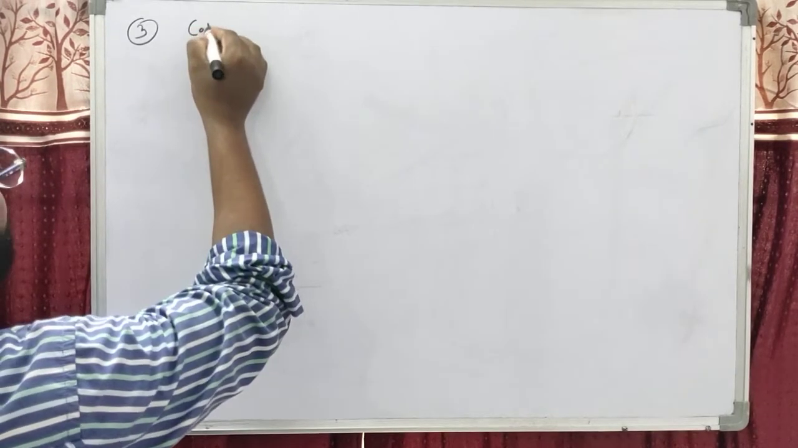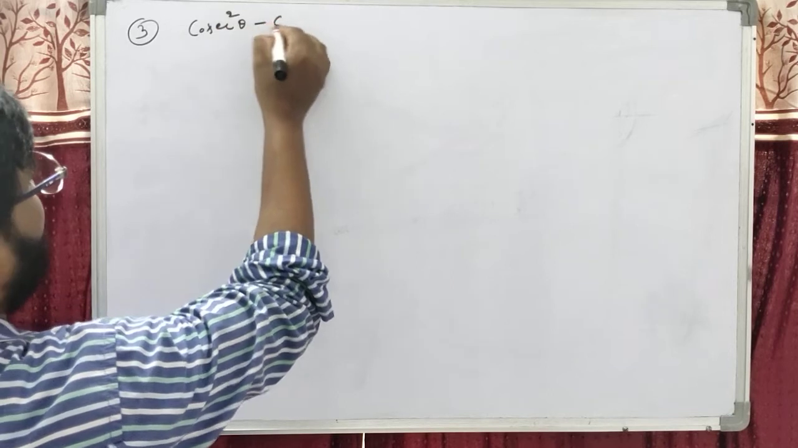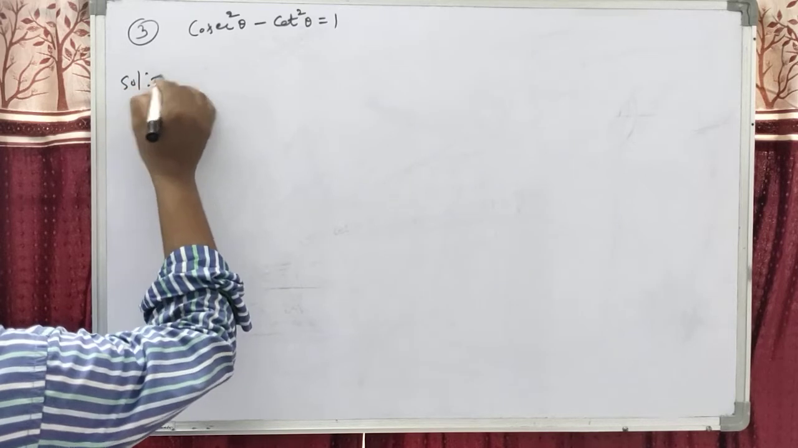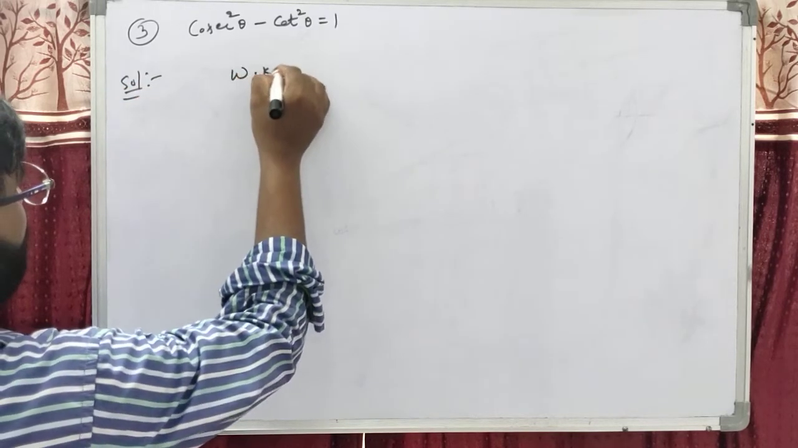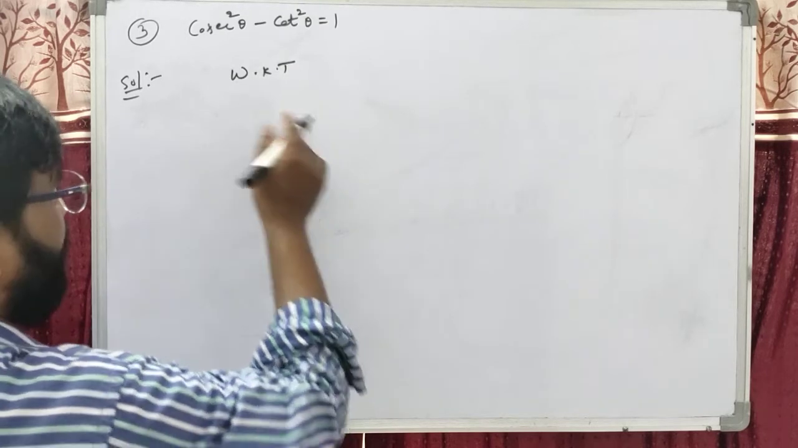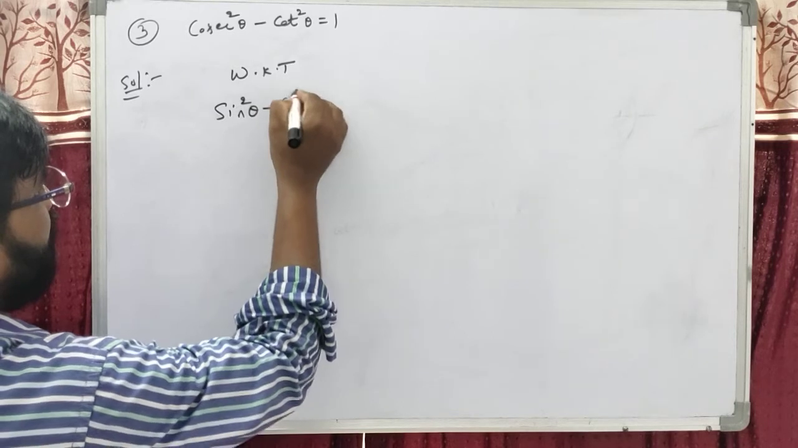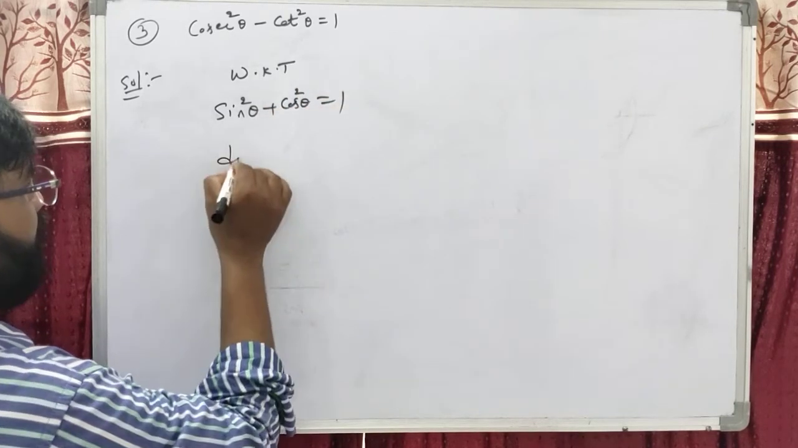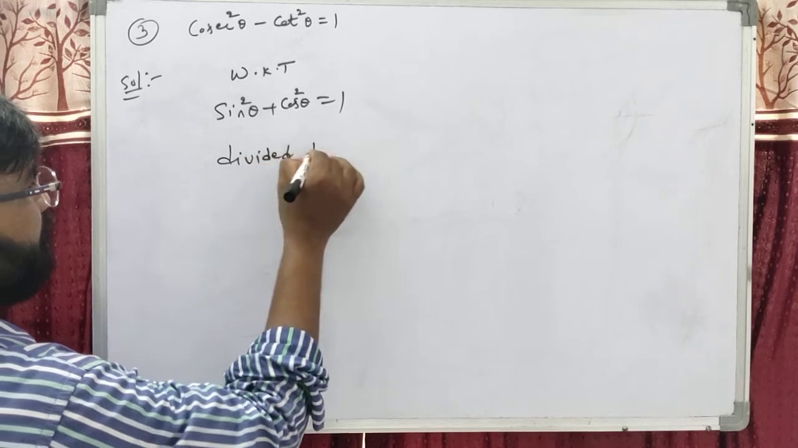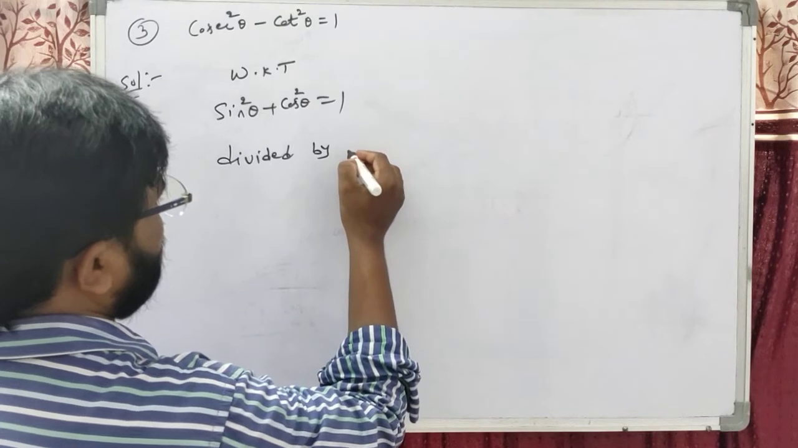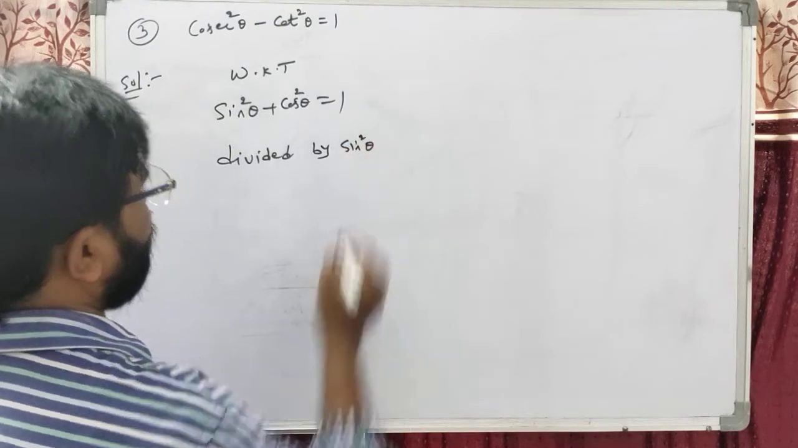The third one, students, is cosecant square theta minus cot square theta equal to 1. Dear students, we know that these are all very important formulas. Please learn them by heart. We know that sin square theta plus cos square theta equal to 1. Now divide both sides by sin square theta.